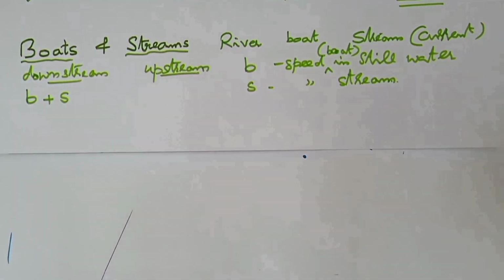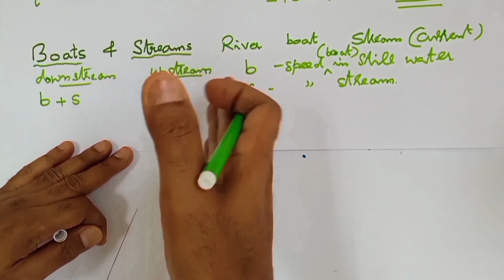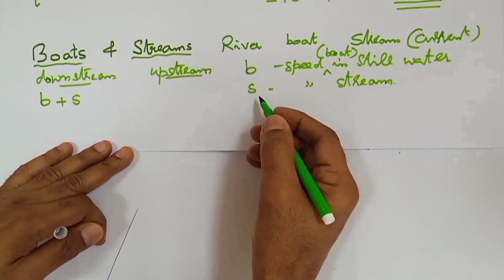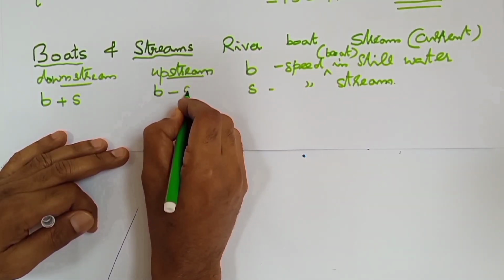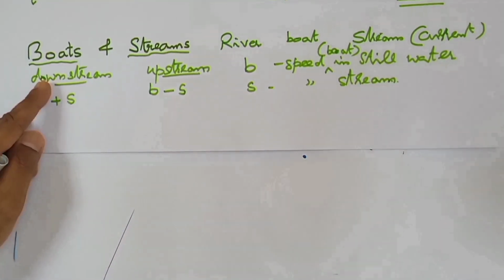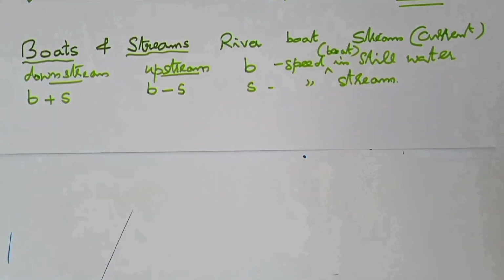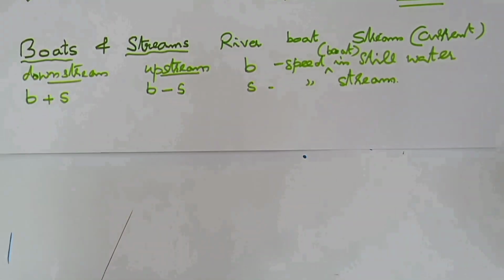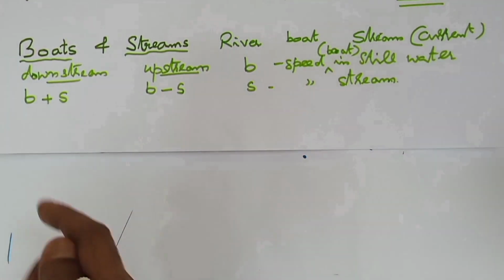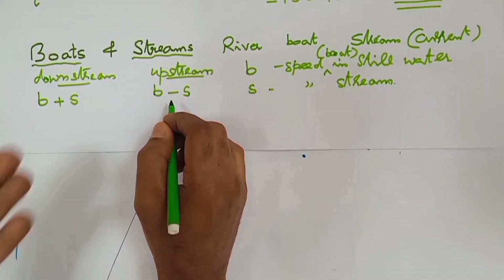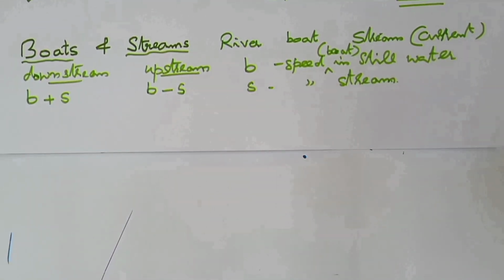Whereas in upstream movement, it's going against the current or the stream. That means the actual speed of the boat is reduced by the stream speed, so B minus S will be the effective speed of a boat moving upstream, and B plus S is the speed of a boat moving downstream. So in problems dealing with boats and streams, instead of normal speed, you will be replacing it with either the downstream or upstream speed, looking at the direction of the stream in the river or water body. That's all you need to remember while tackling problems from boats and streams. We will work out a few simple problems to illustrate this idea.